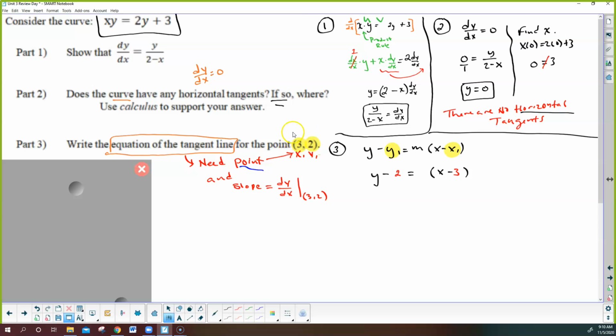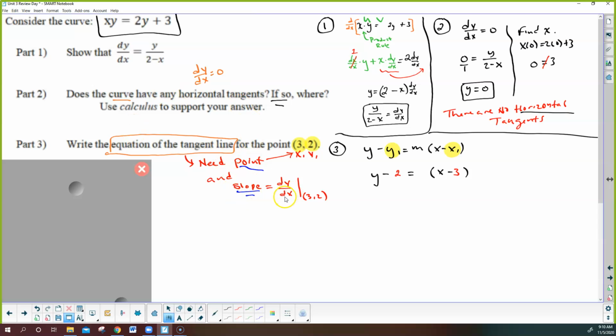By the way, if they only give me an x or a y, let's say they only give me y equals 2, you can go back to the original equation, plug 2 in, and you'll be able to find x. So they only have to give you one of the points, and you can always find the other point. But in this case, they gave us both. So that's x1, y1, and those are going to go in the two spots for the equation of the tangent line. And then I need the slope, and this is the reason why we do this problem.